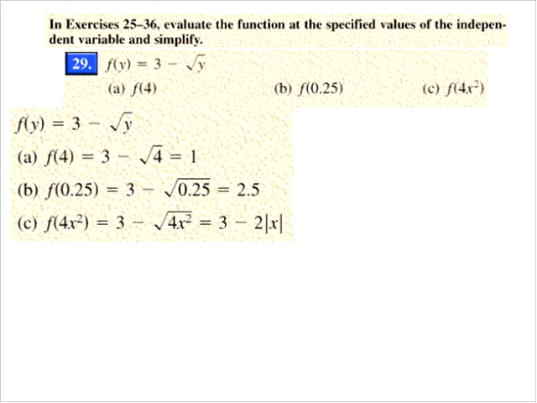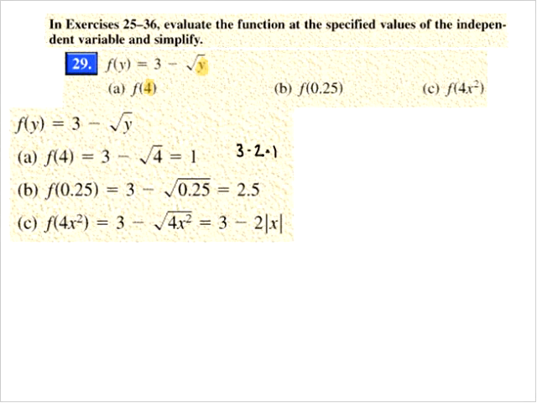Alright, let's start with 29 here. It says, evaluate the function at the specified values of the independent variable and simplify. So we are given f of 4 to start with. We notice that the 4 is in the y spot, so we're going to plug in a 4 anytime we see a y. Looking down here, we'd have 3 minus the square root of 4. We know that the square root of 4 is 2, so 3 minus 2 equals 1.